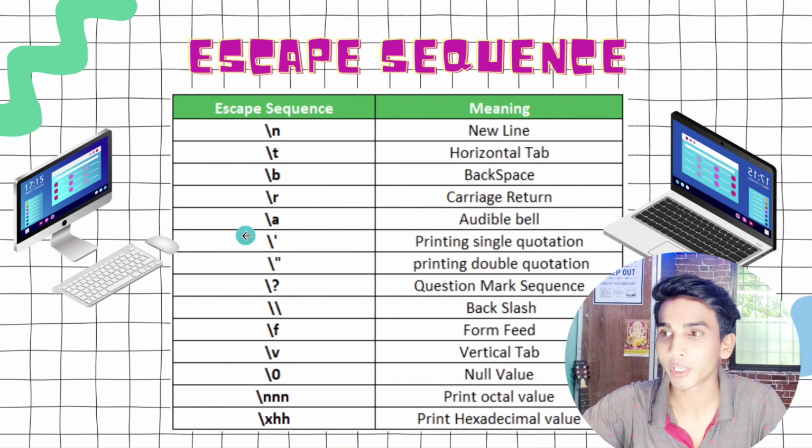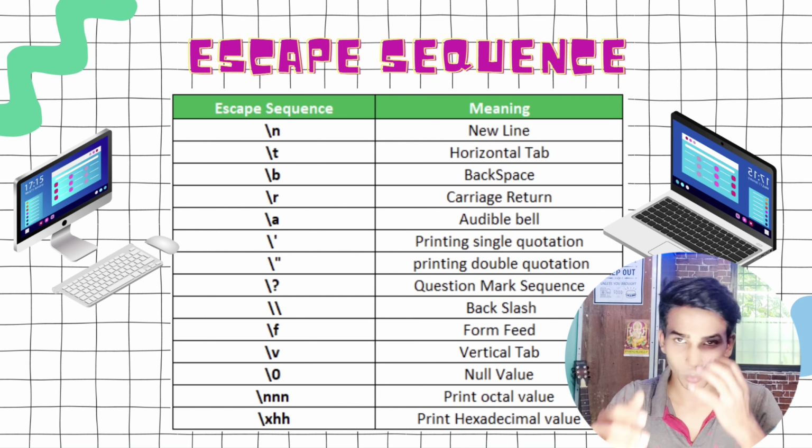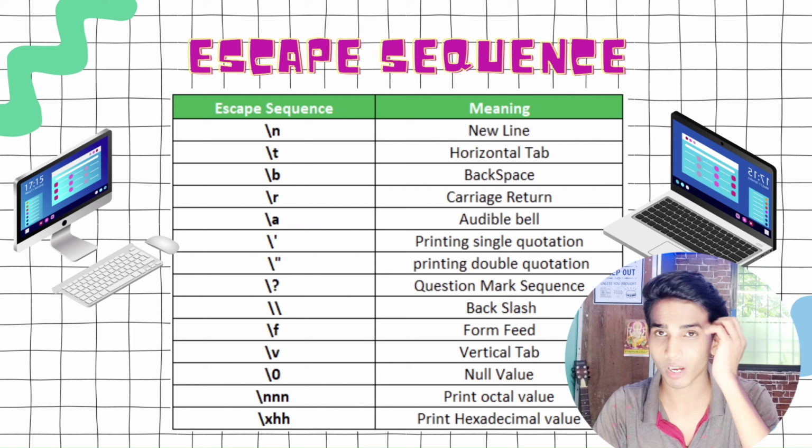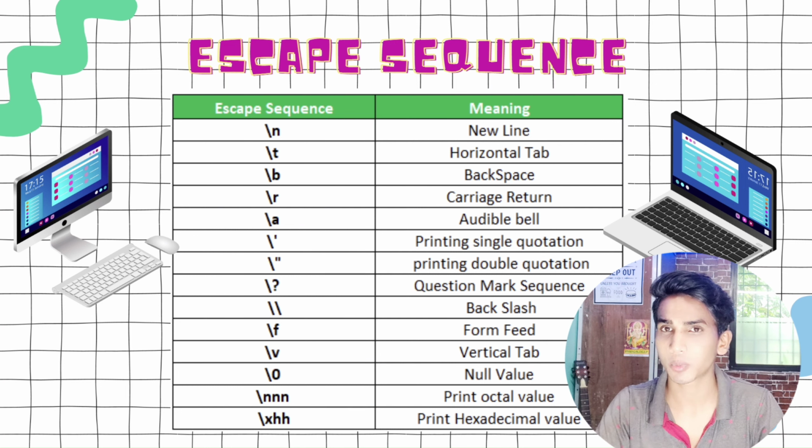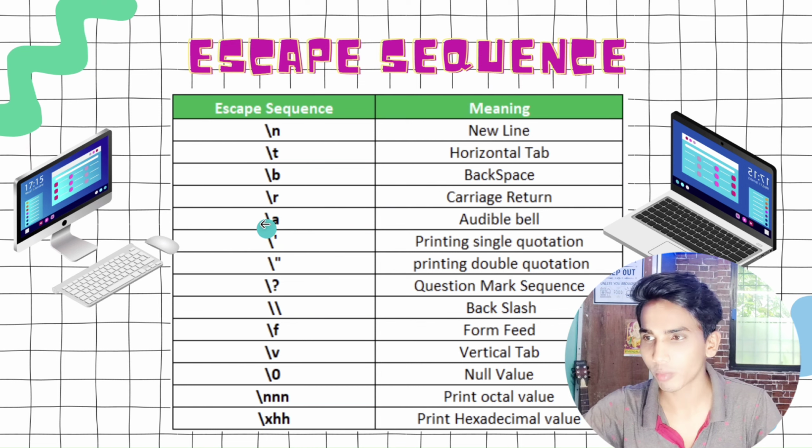Audible bell, yes, we can also use a bell. Sometimes after we get an output or we run a program, there is a bell type of sound from our window or our computer system speakers. This is only due to this escape sequence available in our C language.